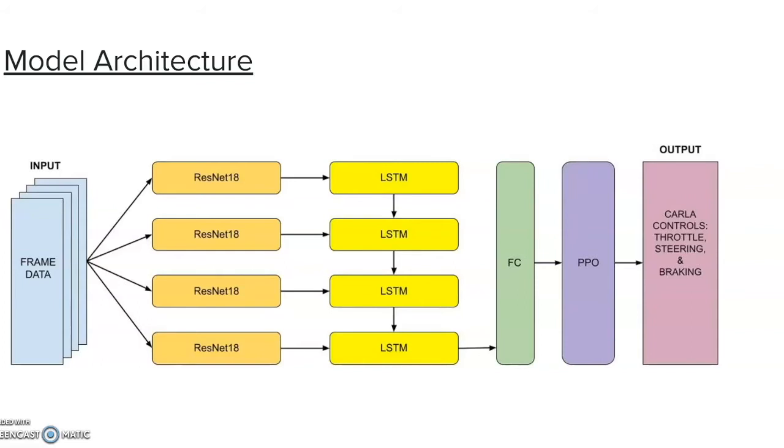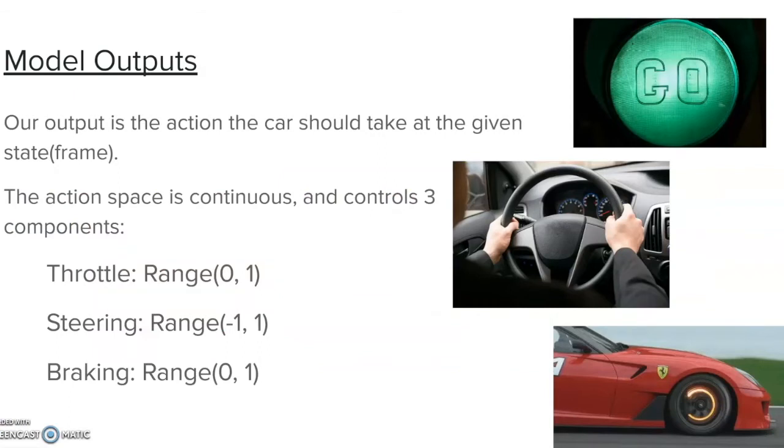After passing through a fully connected layer, our PPO, or Proximal Policy Optimization algorithm, then looks at the features given and the reward to make a decision about what to output into the CARLA controls. Our output consists of throttle, steering, and braking. Throttle and braking range from 0 to 1, while our steering ranges from -1 to 1. Our action space for this output is continuous for all 3 actions.